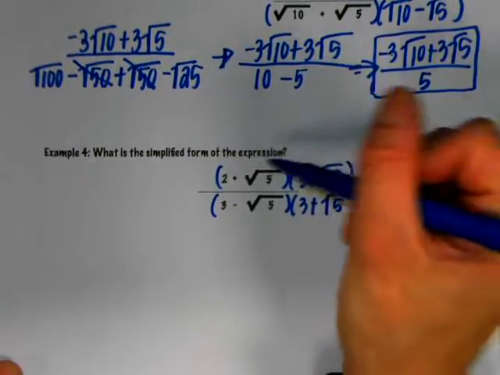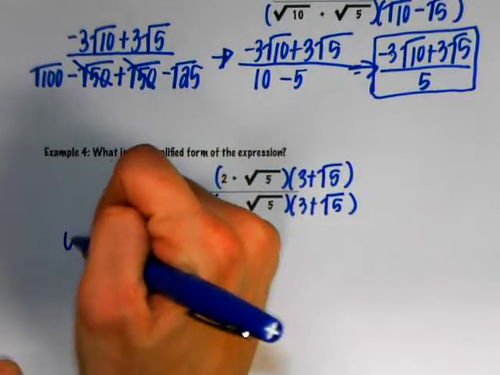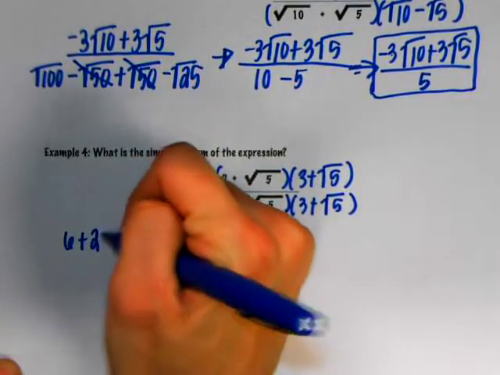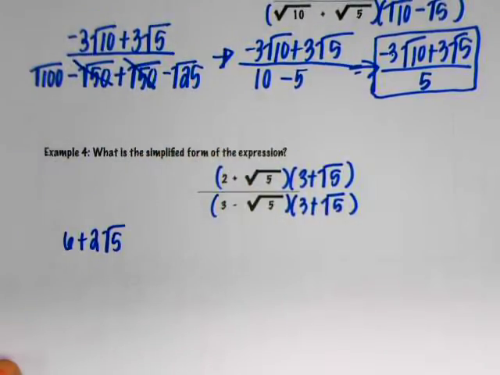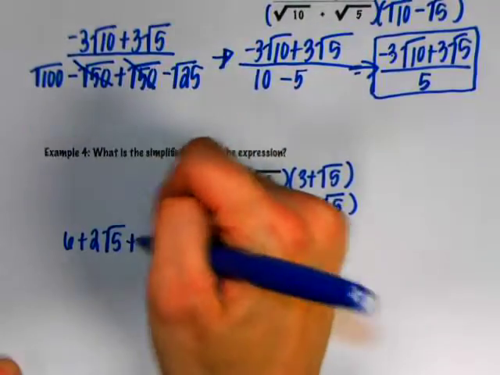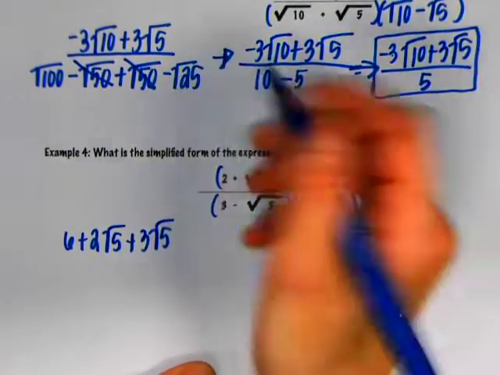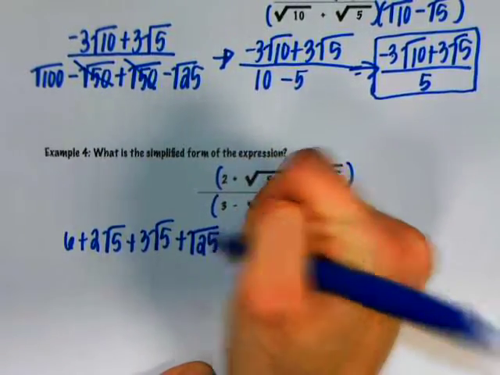All right, for the top, 2 times 3 is 6. And 2 times radical 5 is 2 radical 5. And then distribute the radical 5 times 3, 3 radical 5. Radical 5 times radical 5 is radical 25.